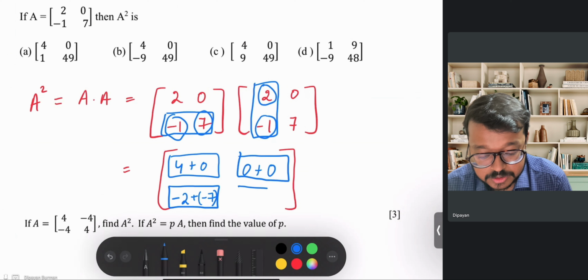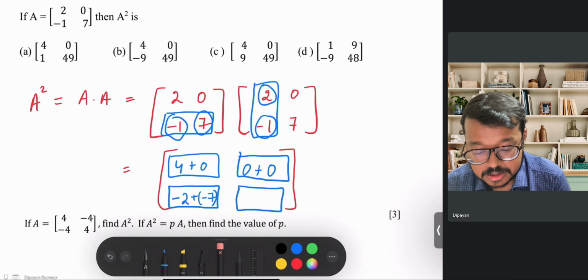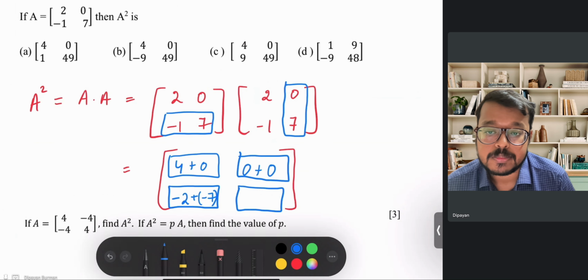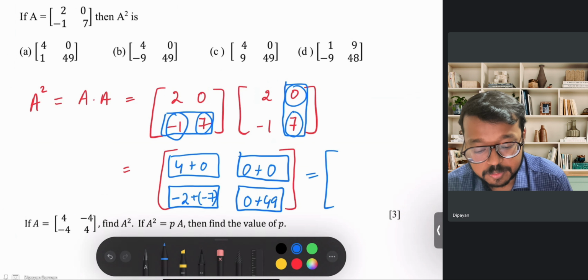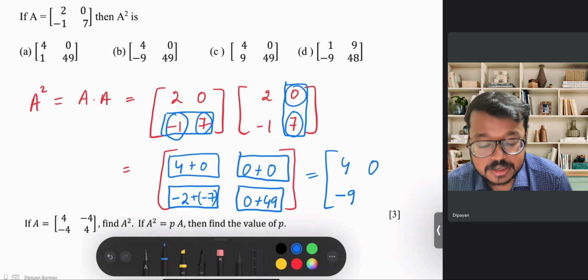And the last element, which is the second row and the second column, I will be taking the second row from the first matrix and the second column from the second matrix. Multiply the corresponding elements. Minus 1 into 0 is 0, plus 7 into 7 is 49. So then my resulting matrix is 4 plus 0 is 4, 0 plus 0 is 0, minus 2 plus of minus 7 is minus 9, and 0 plus 49 is 49.